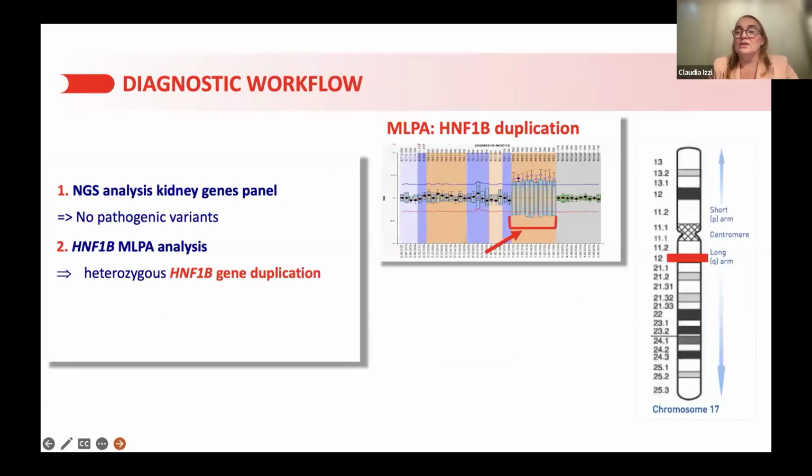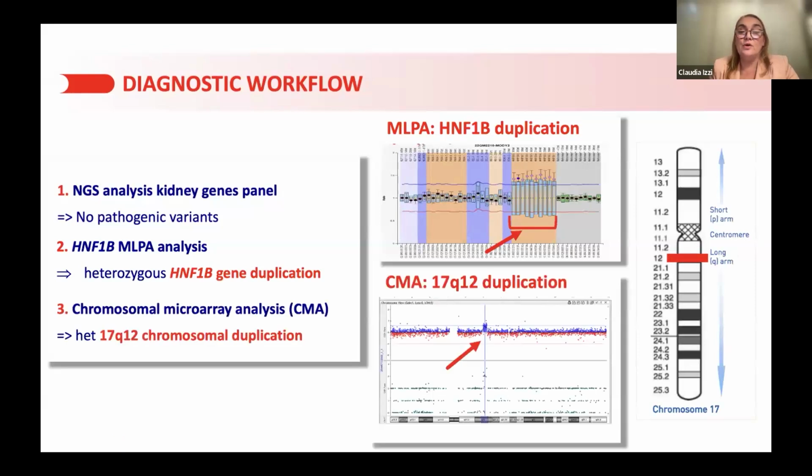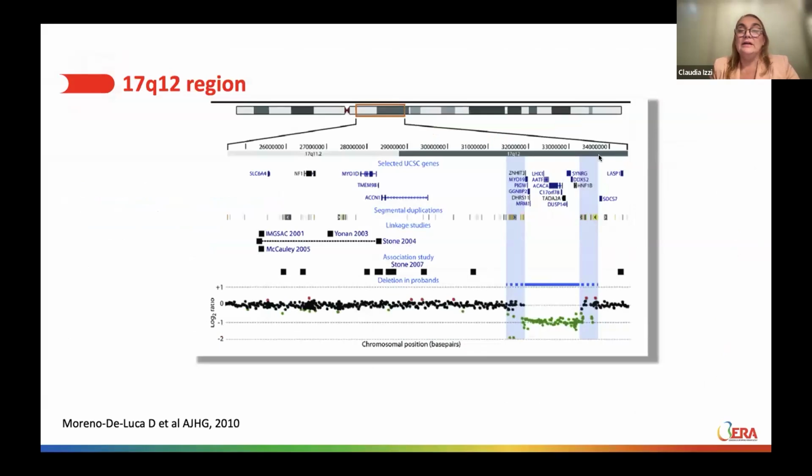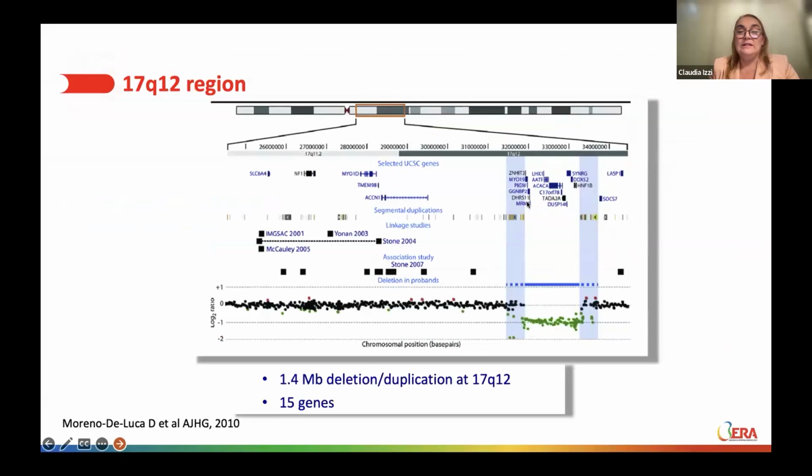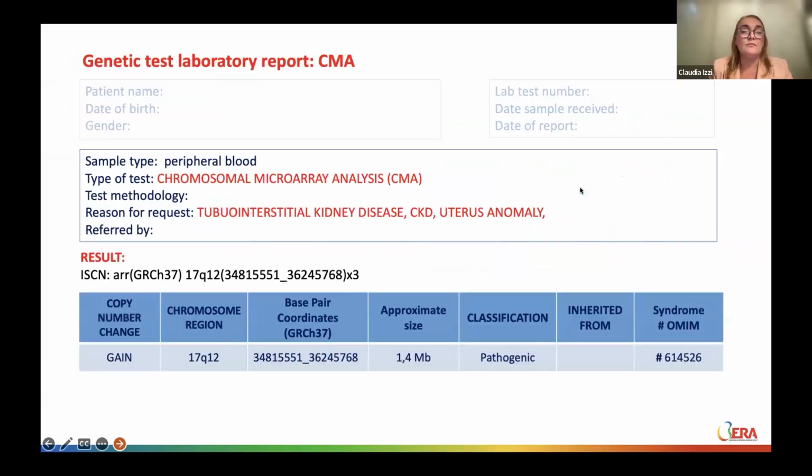So we thought, you know, that the gene is localized on chromosome 17 on the long arm, and it is possible that the duplication is larger. So we have performed chromosomal microarray analysis, and the larger duplication was found. And here is highlighted the region of chromosome 17q12, and you can see that there are 15 genes, and HNF1 beta is inside this region.